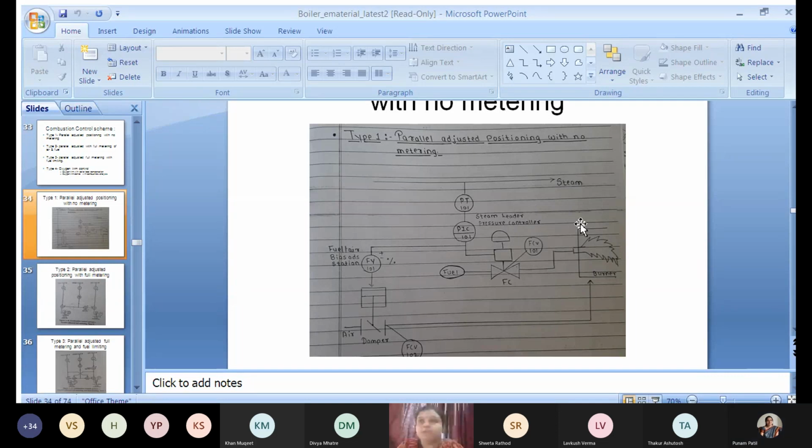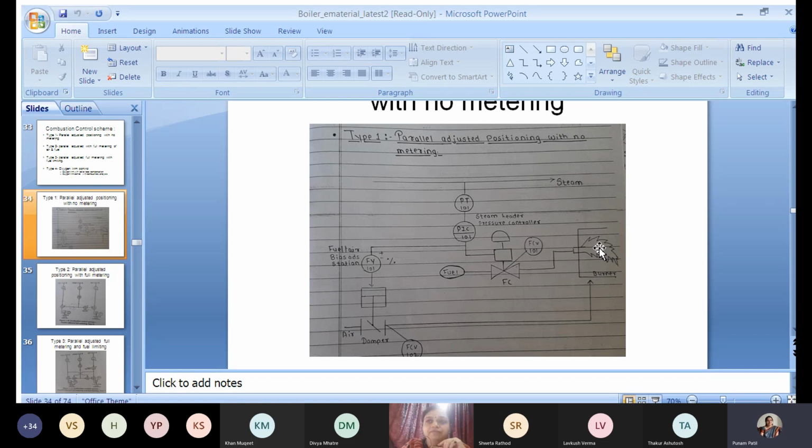So in this diagram, I will explain the parts and what is indicated in the diagram. This is the furnace or combustion chamber where the flame is carried out.